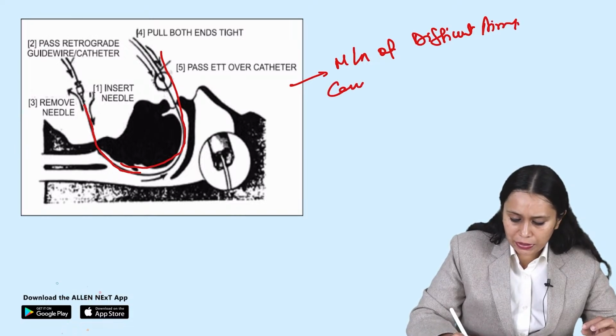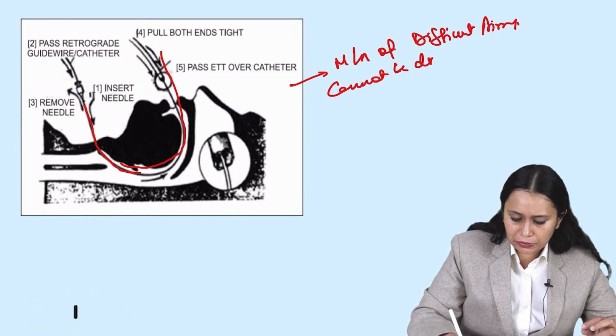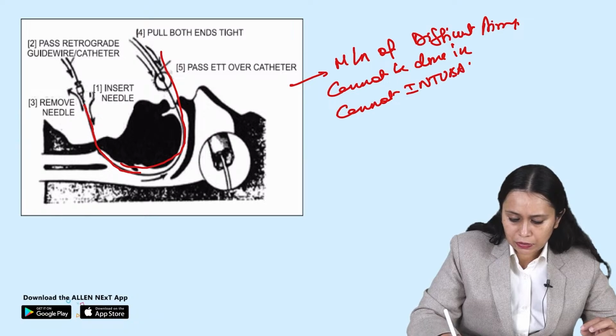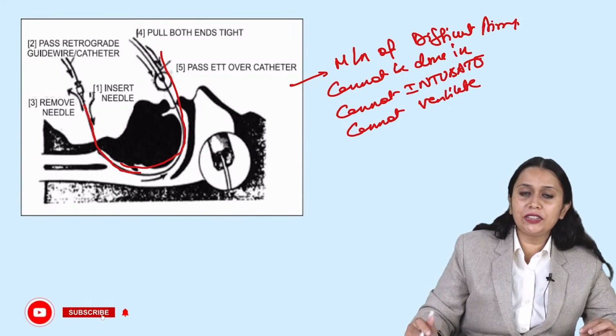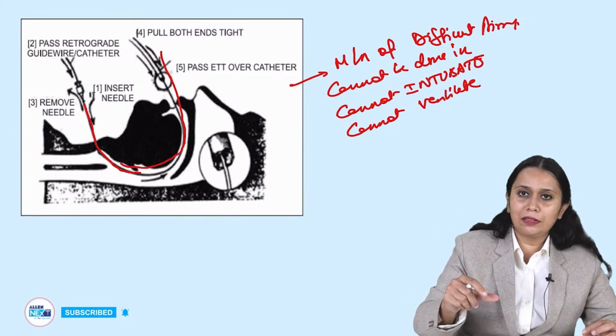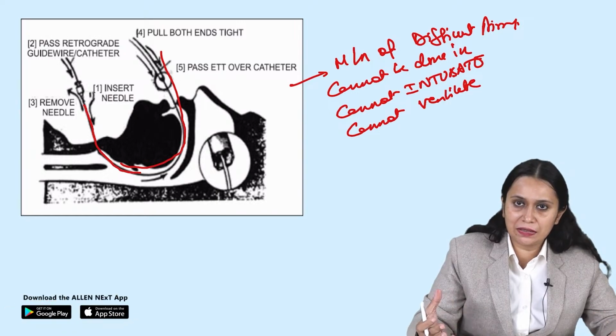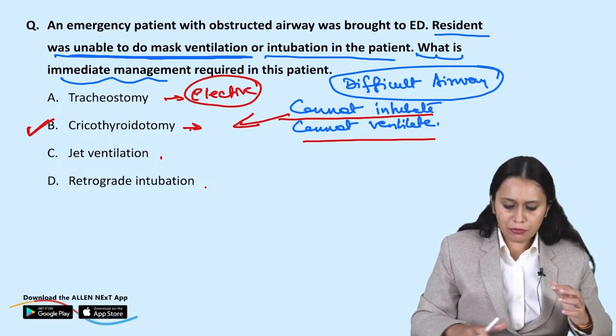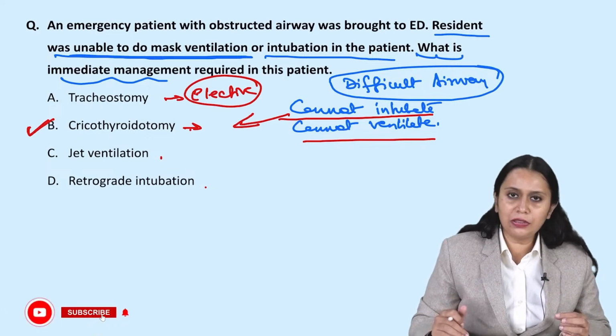But it cannot be done in a cannot intubate and cannot ventilate situation, right? For a cannot intubate, cannot ventilate situation, immediately you have to start the ventilation of the patient by some means, right? And this will take some time, retrograde intubation. Okay, so the answer has to be cricothyroidotomy.